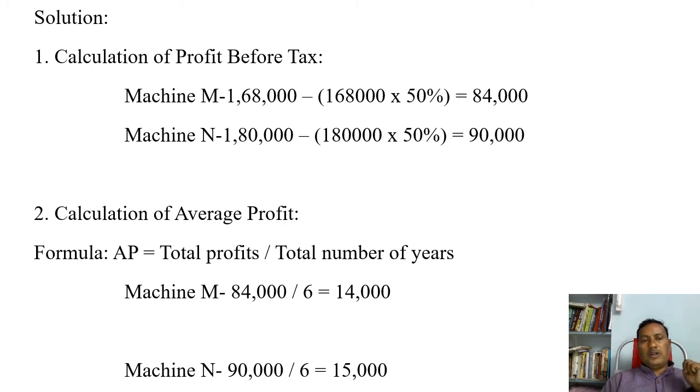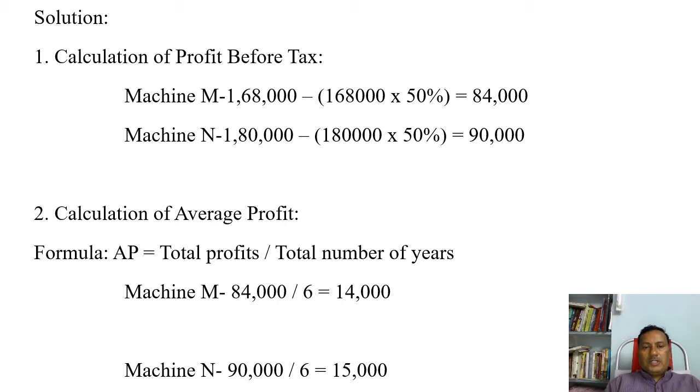So in this slide we have calculated the profit after tax. Instead of taking each year's profit and subtracting the tax, altogether the total profit minus the tax, so you get the profit after tax. And similarly for the average profit, all the total profits are to be added. Total profit is 1,68,000 before tax, but after tax it is 84,000. That 84,000 divided by the total number of years, 6 years. So the average annual profit comes to 14,000 for machine A, and for machine B it is 15,000.